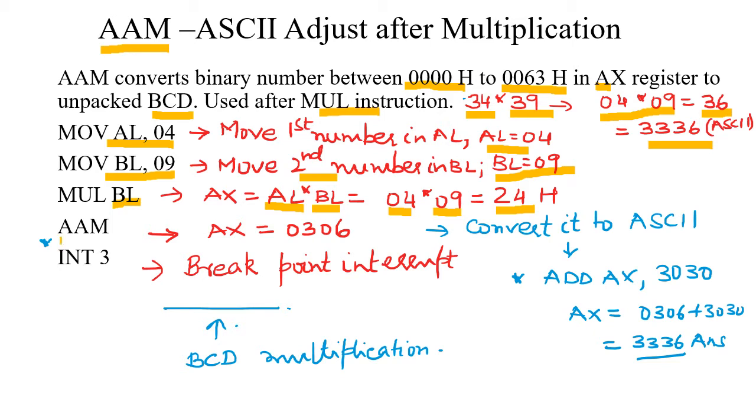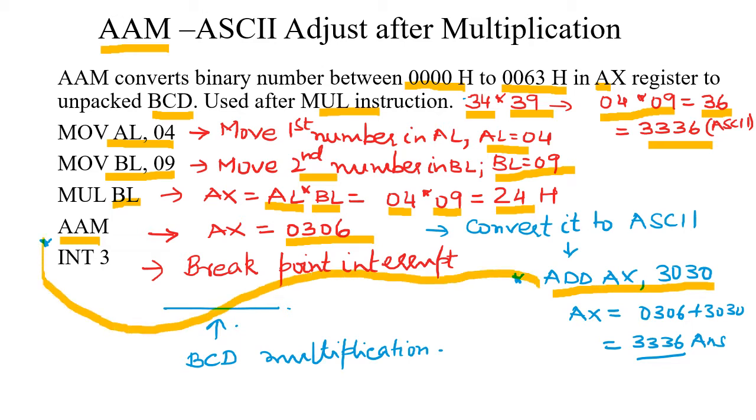Now AAM, ASCII adjust after multiplication, converts this 24 to unpacked BCD form, which is the BCD of 36, that is 0306. You can convert it to ASCII by using the instruction ADD AX, 3030 after this instruction. So AX will be equal to 0306 plus 3030, which is equal to 3336.